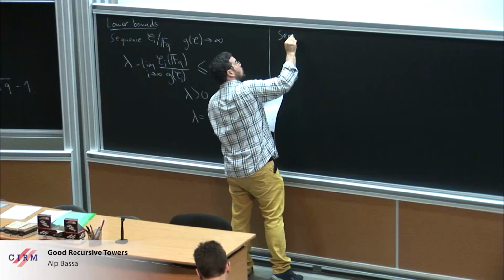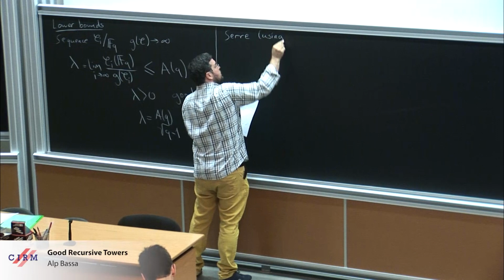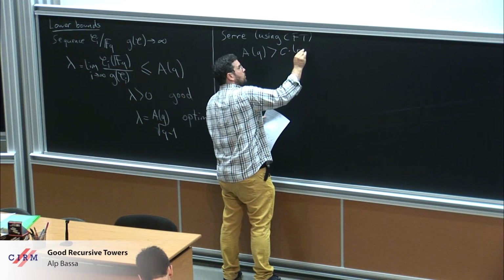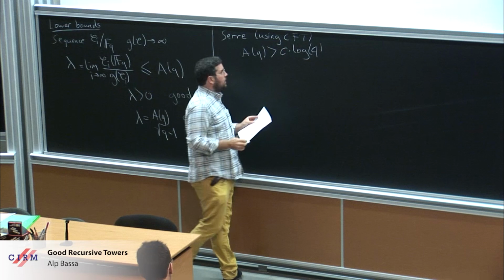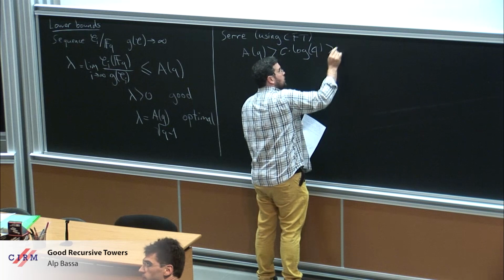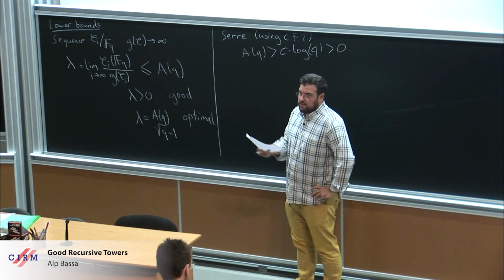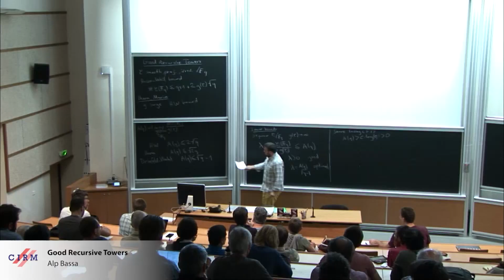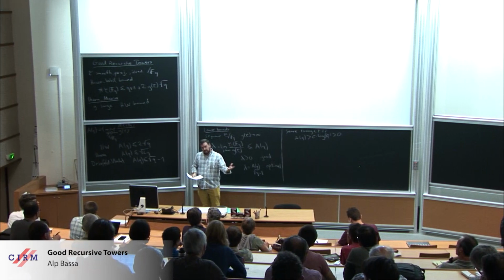Serre has shown, using class field towers, so using class field theory, that for any q, A(q) is positive. In fact, even more, it can be lower bounded by some logarithmic term in q. So there is an absolute constant c such that A(q) is lower bounded by c times log of q. So in any case, it is positive. So we have some quantity A(q), which is in some sense universal. You can attach it to any finite field. And we know it lies, in any case, somewhere between square root of q minus 1 and 0, and we know it is positive.